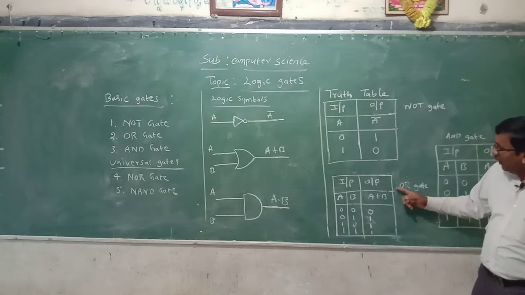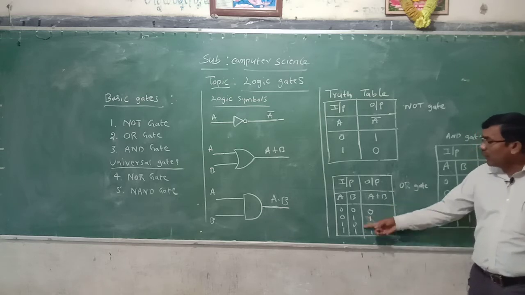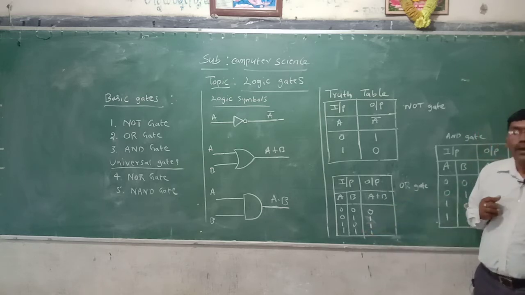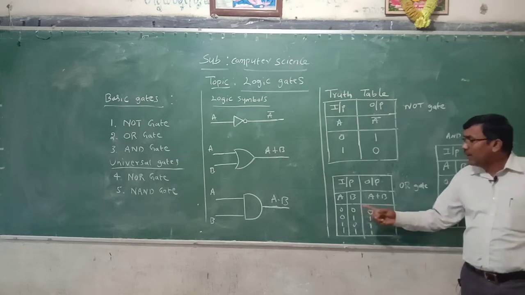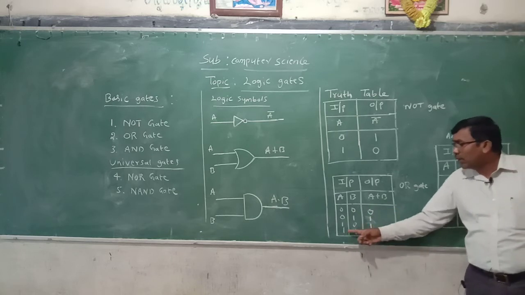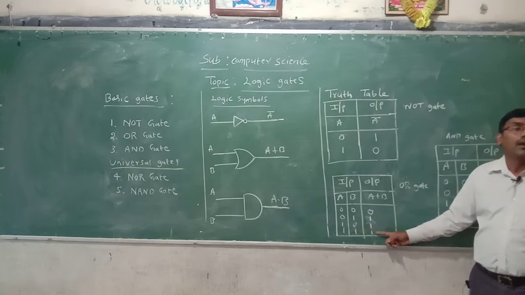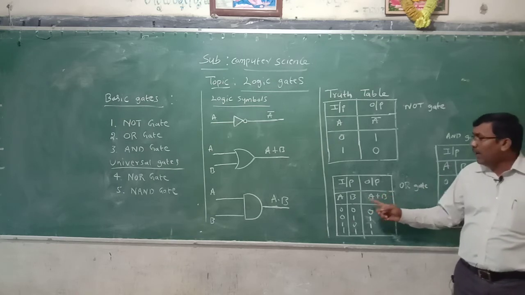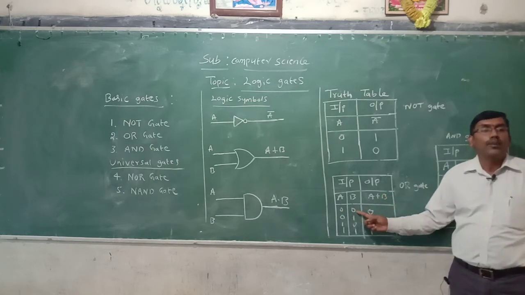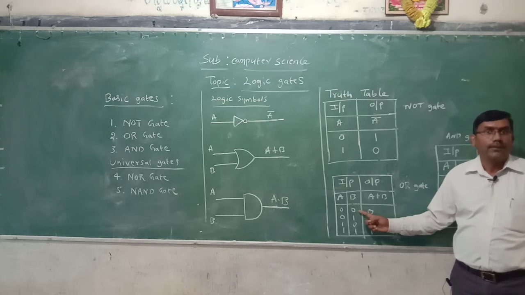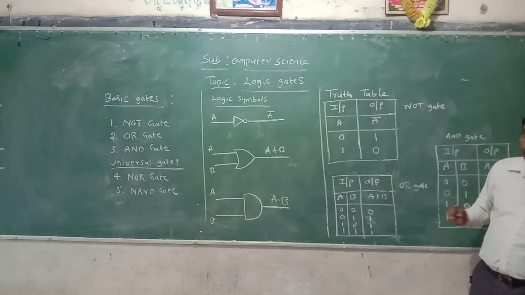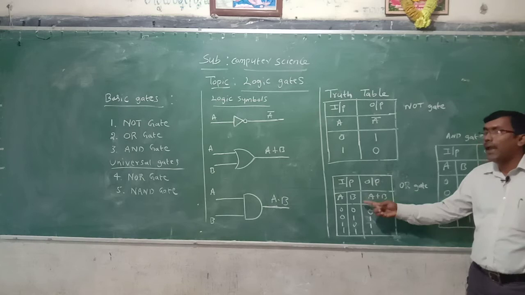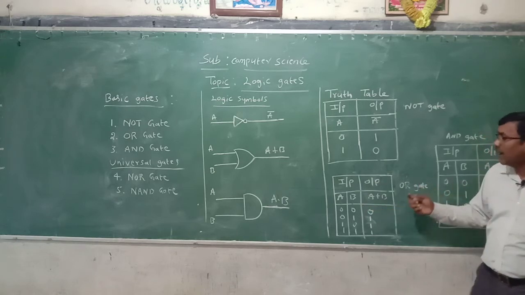See here, you will get the output is high whenever any one of the input signals is high or both the input signals are high. It will produce low output only when both the inputs are 0. This is the truth table. You have to read it as A OR B, which means logical addition.